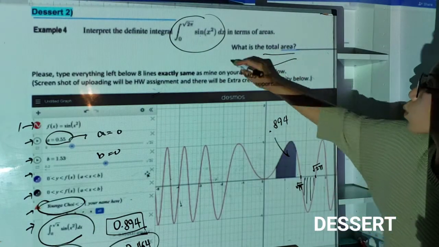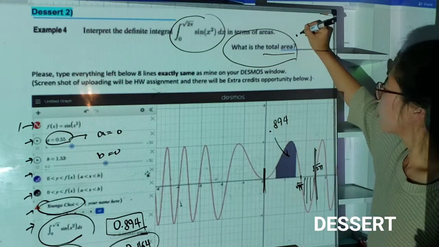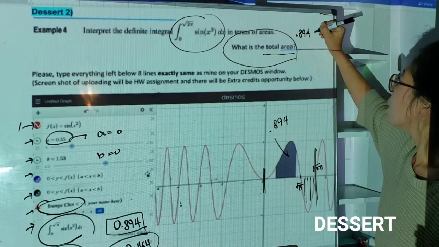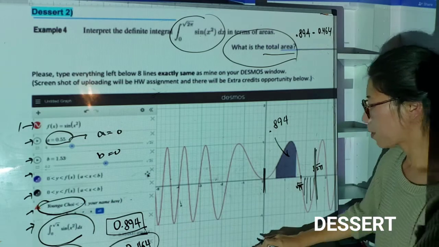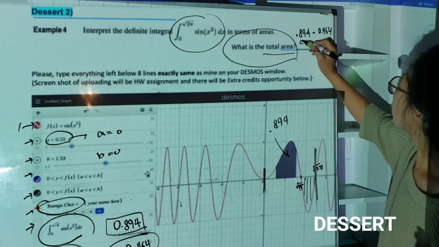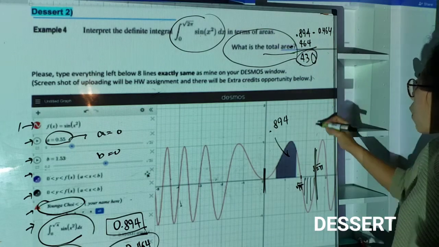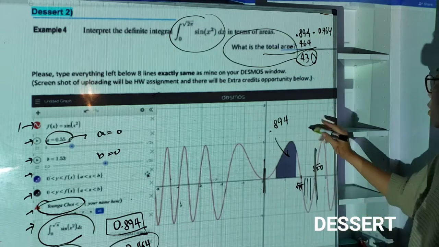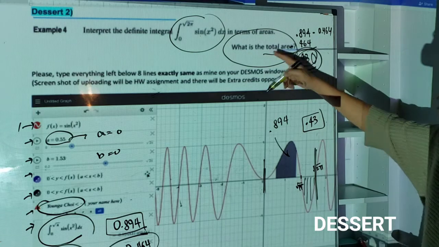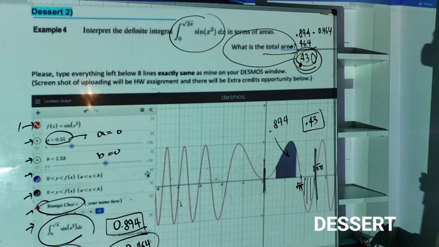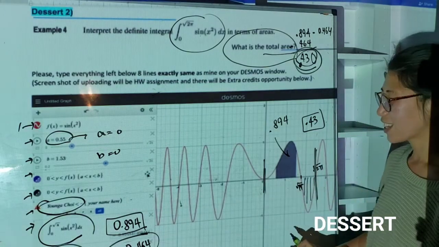Now I want to find the total area from here to here. So what should I do? It will be 0.894, and adding this one will be minus 0.464. So if I punch it into the calculator, or I think I can do it mentally, if you subtract 464, that's going to be 0.43. Okay, so I get the area from here to here as 0.43. Yeah, so that's the answer for total area. But if you want to find the net area, then you want to add this one and the absolute value of that number. Okay, so these are the two.